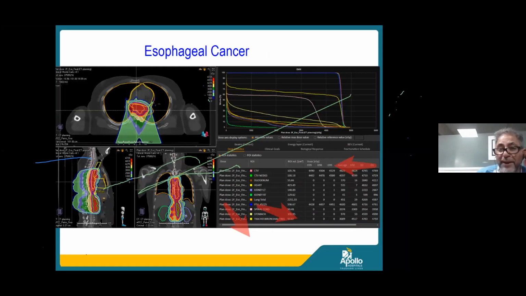Esophagus, both in the radical setting or in the neoadjuvant setting where you have to give only 41.4 gray, can also be a very good dose distribution.